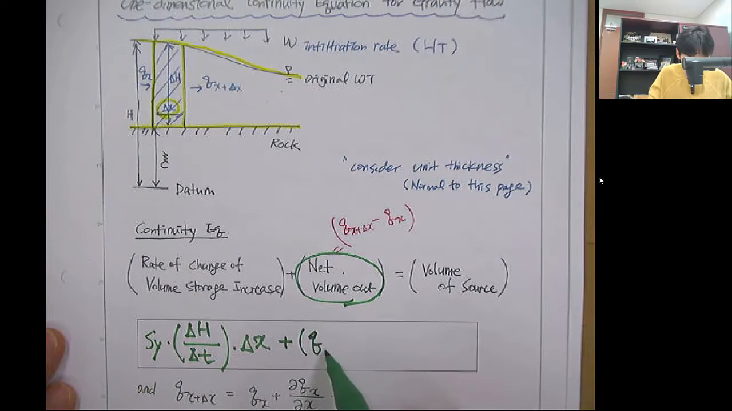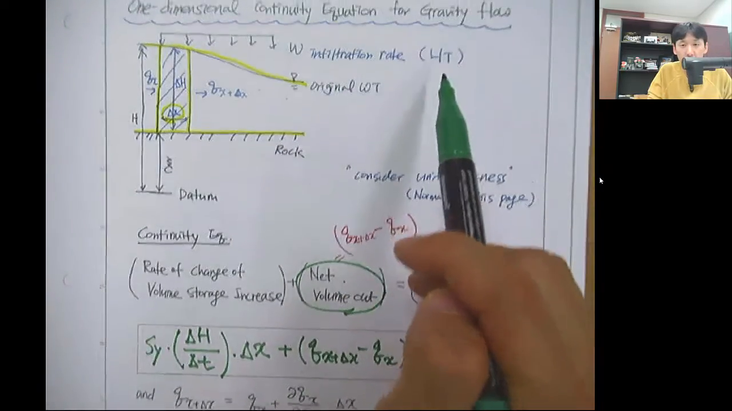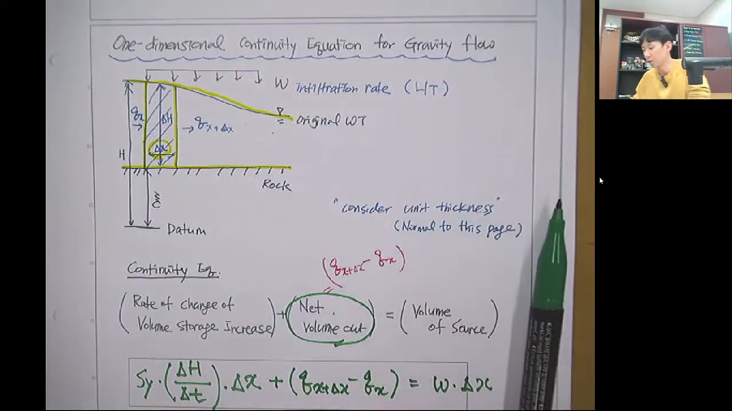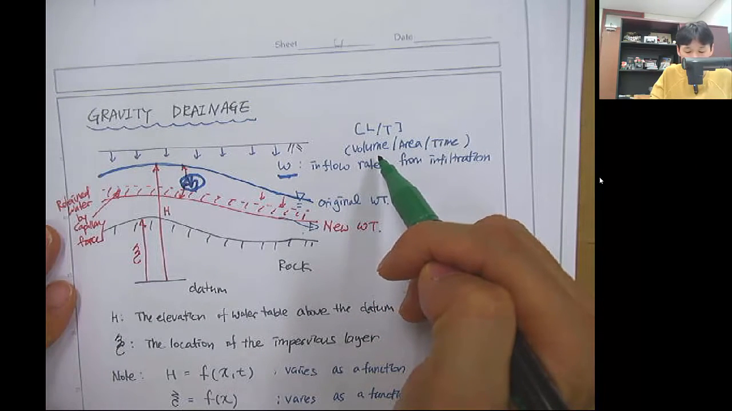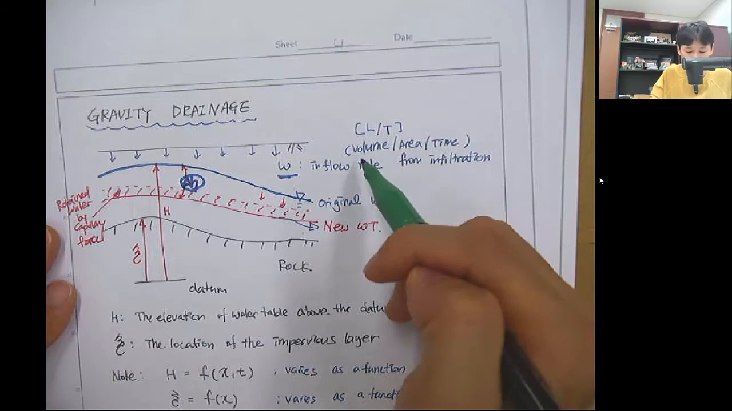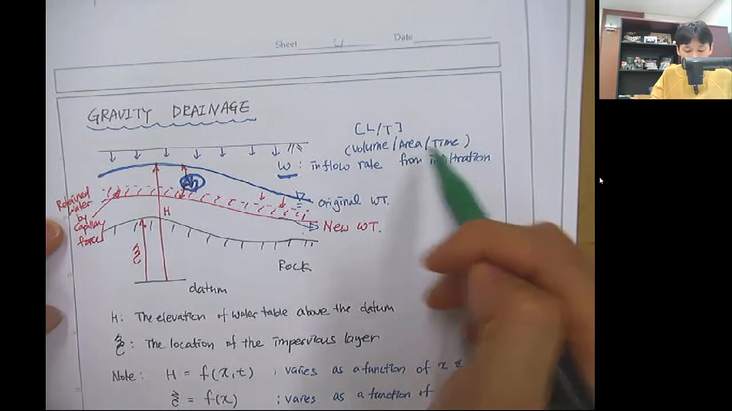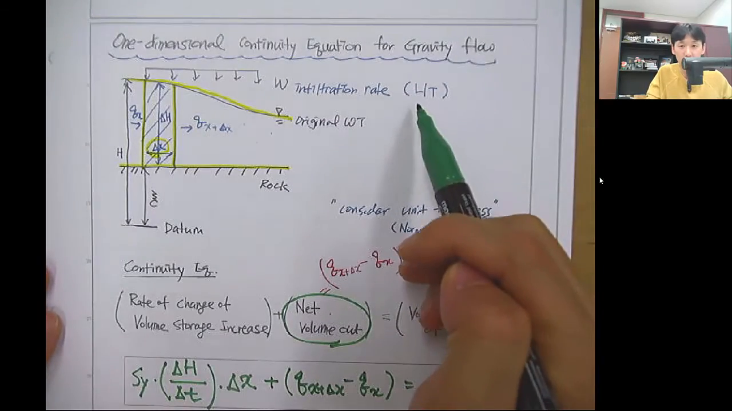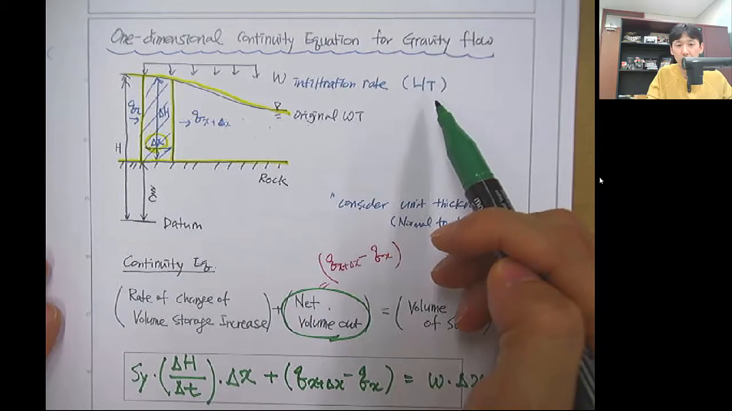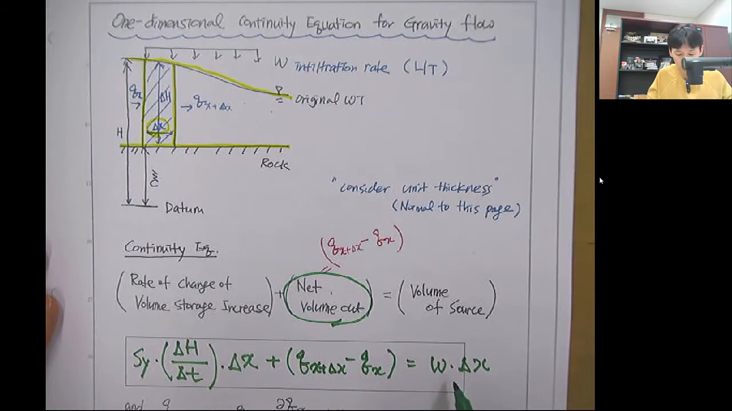Here Qx plus delta X minus Qx is W times delta X. The infiltration rate has the dimension of L over T. The reason is that it's a flow rate, but it is the volume of water coming in divided by the area and divided by the time. So L cubed divided by L squared becomes L, and then divided by time. So L over T is the dimension for the inflow rate, W. You can also multiply by delta X and the unit area of 1, so then this is the volume of water coming in.